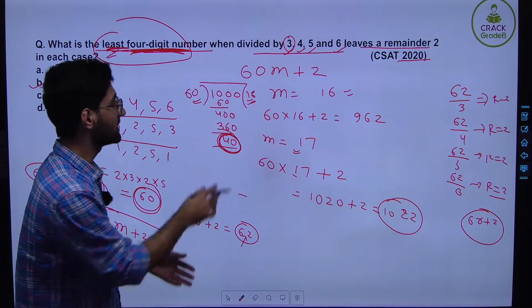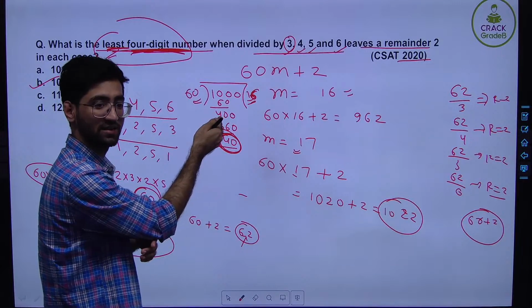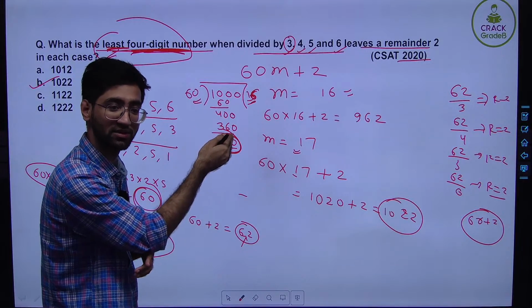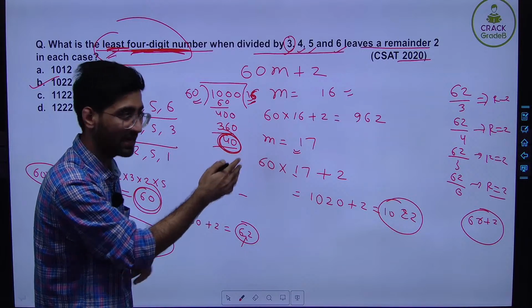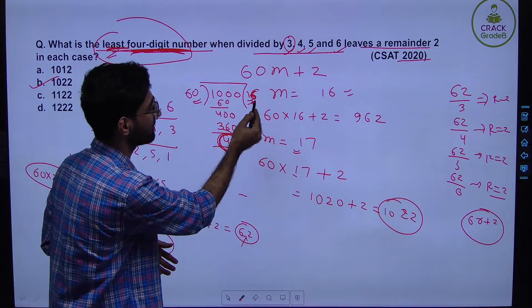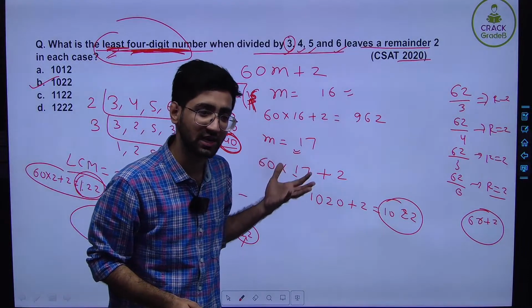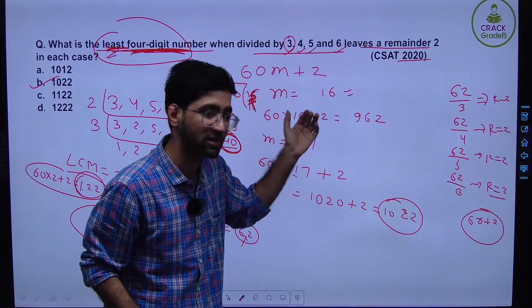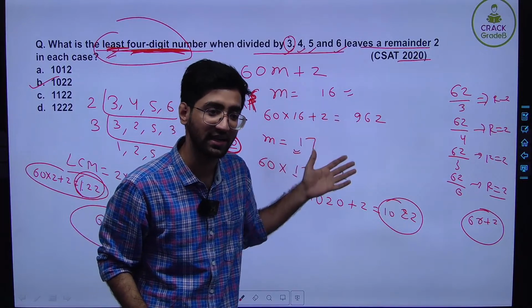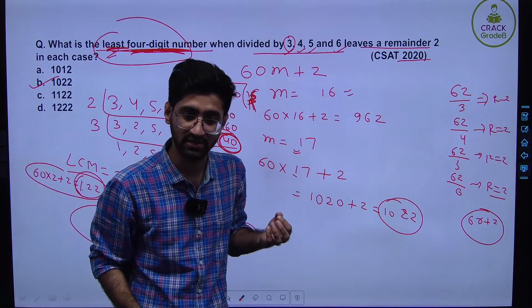Right? It means if I put the value of 16, I am getting closer to 1000. If I increase the value, after solving a few questions related to this concept, you will not have to think a lot about the value of m, 16, 17, 18. It is all about practicing a few questions.